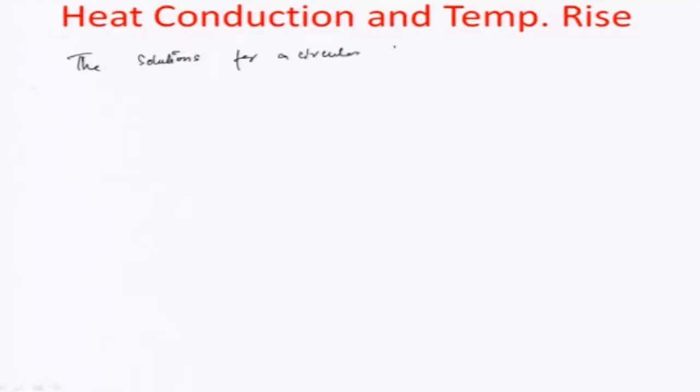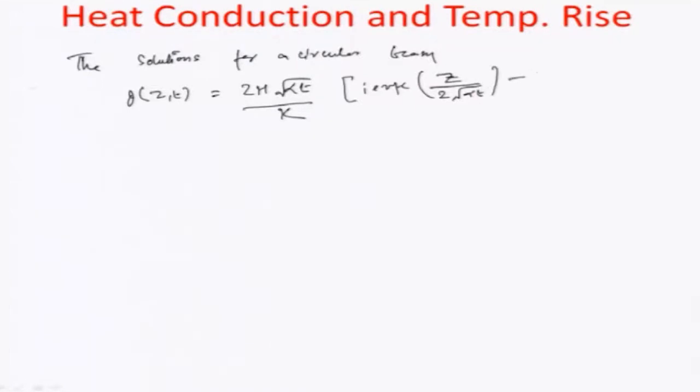for a circular beam become equal to theta zt equals twice h root of alpha t by k times error function of the third kind z by twice root of alpha t minus same again times root of square of z plus d square by 4 divided by twice root of alpha t.